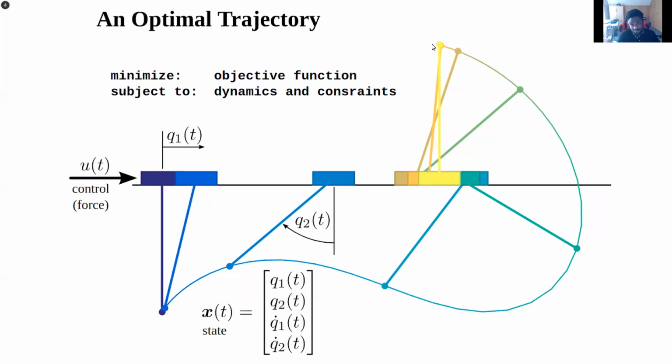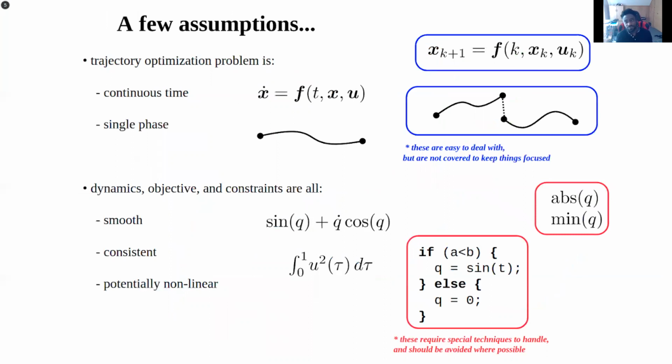Trajectory optimization is often formulated as an optimization problem, which has an objective function, and we subject it to some constraints and dynamics that are based on the dynamics of the system you're trying to solve for. We make a few assumptions about trajectory optimization. We assume the problem is a continuous time problem and has a single phase, in that we don't have to break at any points. The system is continuous with respect to time, and it flows and there are no breaks.